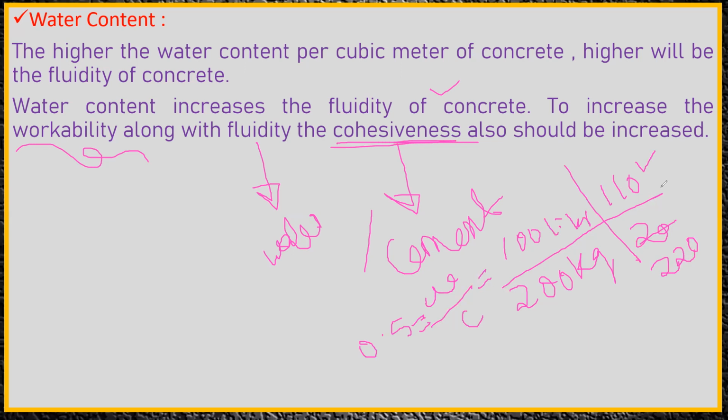So now what is happening? Even though you have increased the water here, along with the water you have increased the cement also. As a result of that, the cohesiveness is also increased, right? So that is the meaning of cohesiveness. If you're increasing only the water, you're actually increasing the fluidity. So along with the water, you have to add the same proportion of cement paste so that the ratio remains the same, and that ratio is called the water cement ratio, right? So this is the meaning of the second point.